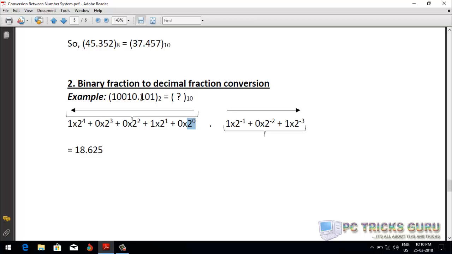Now for the right side part, we have to follow the rule which we followed in the previous example. We have to go from left to right. We have to start the power from 1 instead of 0, and we have to keep a minus sign there. So I start with 101 here, 1 plus 0 plus 1, and then 2 to the power minus 1, 2 to the power minus 2 and multiplied by 2 to the power minus 3. And if we solve this whole equation, we get 18.625. So this is the decimal equivalent for this binary value.